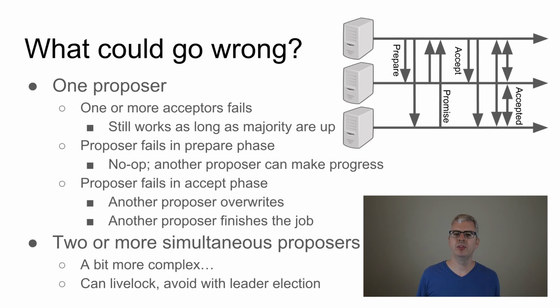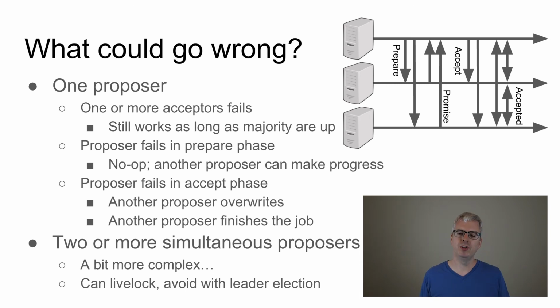So let's take a breath and review. We've just gone and presented the basic Paxos algorithm and the 4 messages associated with it: the prepare message, the promise message, the accept message, and the accepted message. And we've also gone through all of the places where you could fail when you have one proposer. If one or more of the acceptors fail, the algorithm continues to work, because as long as a majority of the acceptors are up and accepting messages, it'll work just fine.